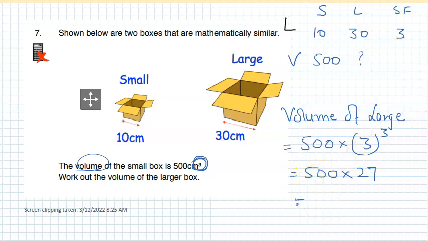If you multiply 500 by 27, half of 27 is 13.5, so that is 13500. You can check it with your calculator even. And the same unit you are going to write whatever is given here.